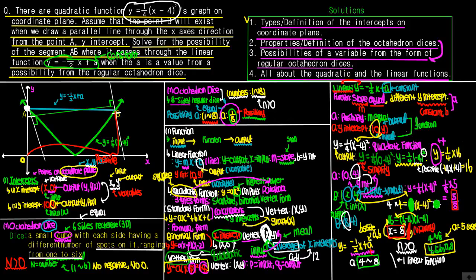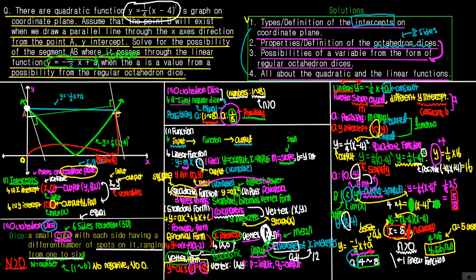We always need to think about the things we need to approach this question. So we had 4 things. Firstly, the definition of the intercepts on a coordinate plane. The most important thing here was the intercept. Secondly, we need to think about the properties and definition of the octahedron dice. As we can see, the octahedron dice is an 8-sided dice. So that's why we could figure out that the a value can't be 0.